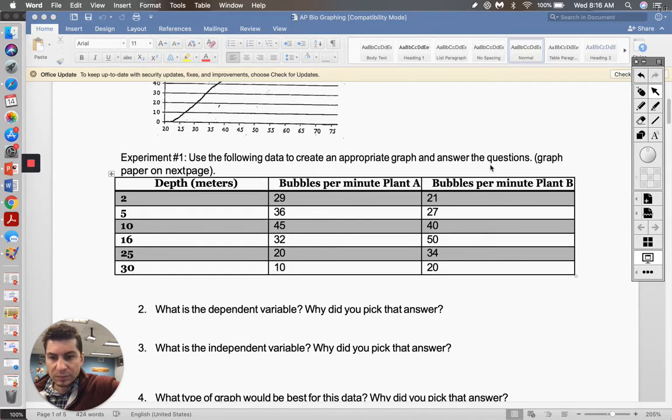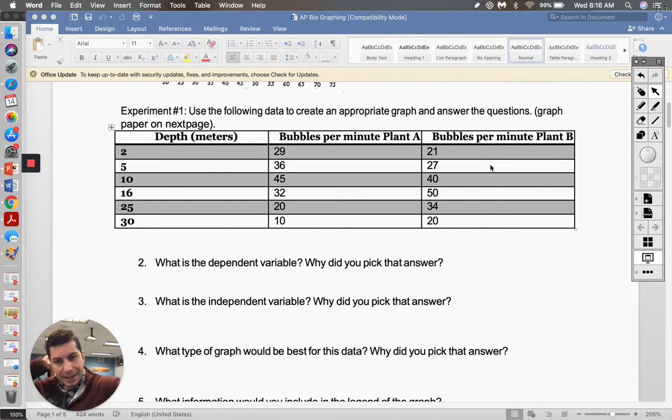Okay. So here is some data they gave us. You guys have to determine what is the best graph to use given whatever data you have. In this one, we have 3 different parts of our little table here. We have depth in meters, bubbles per minute in plant A, and bubbles per minute in plant B.